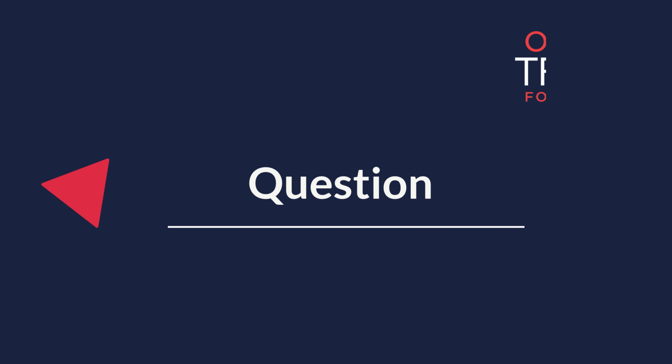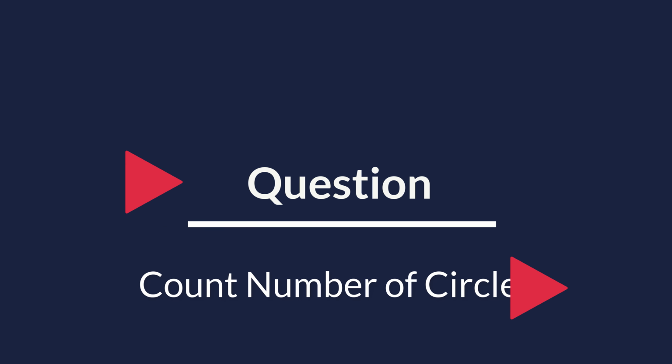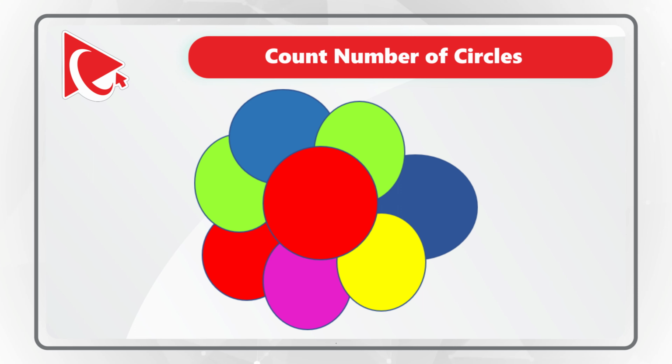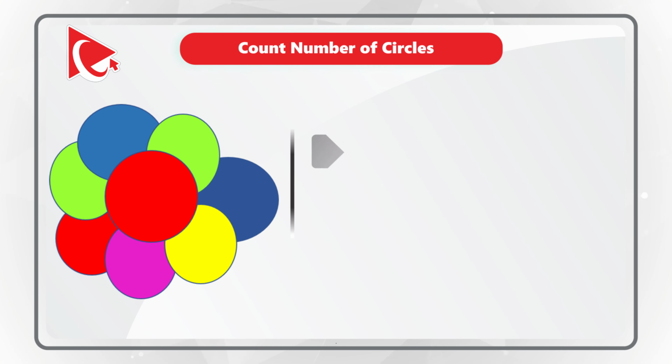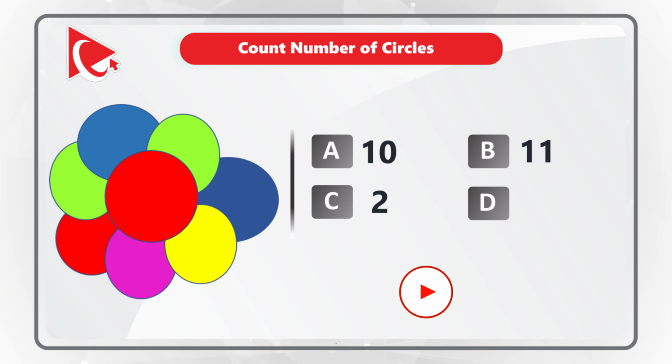In this interesting but tricky question, you need to count the number of circles. You're presented with an unusual shape, and you have 4 different choices based on your selection. Choice A, 10 circles. Choice B, 11 circles. Choice C, 2 circles. And choice D, 1 circle.